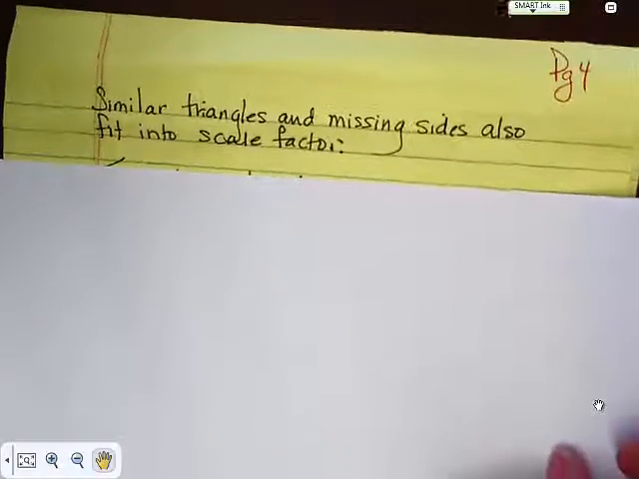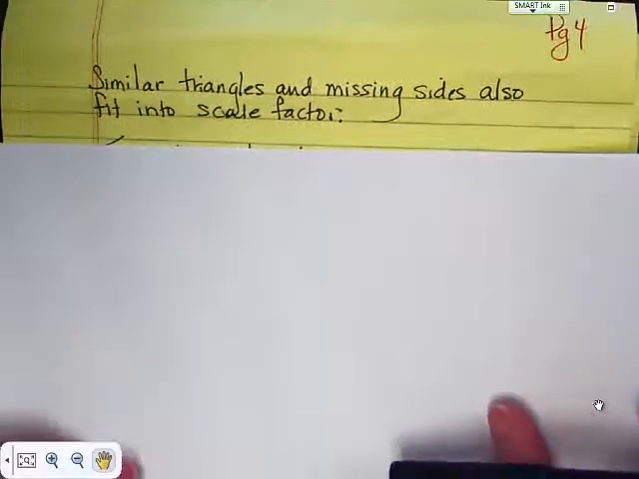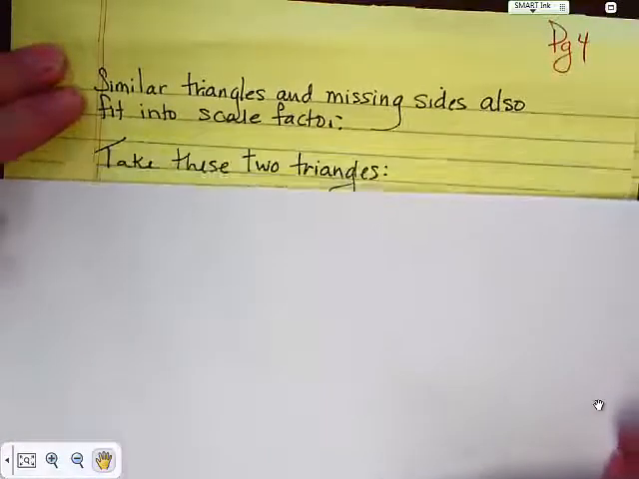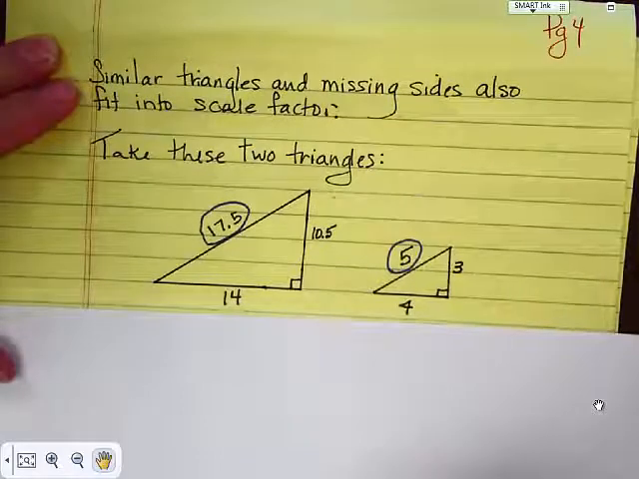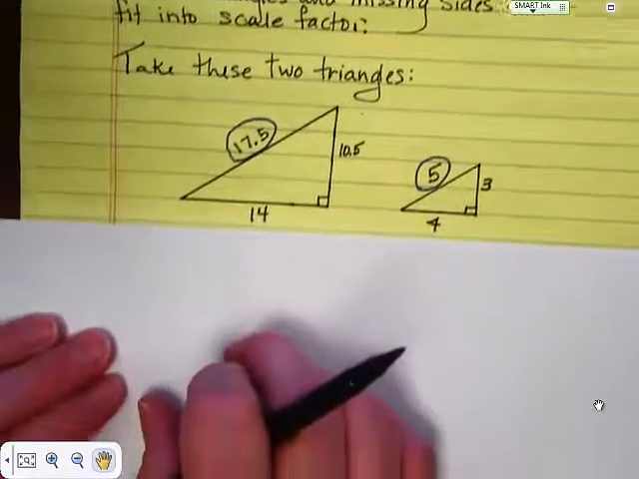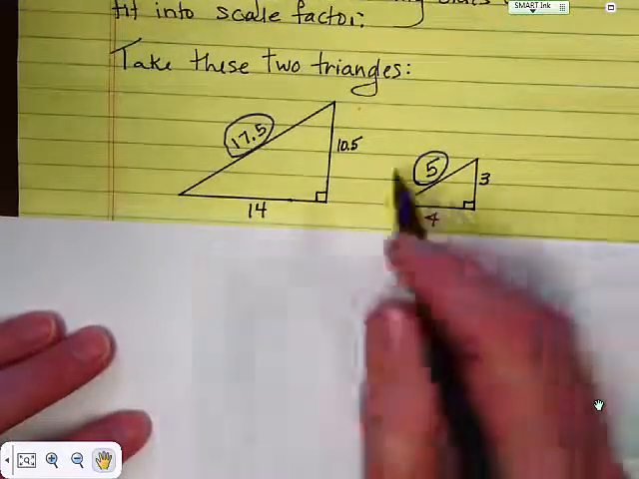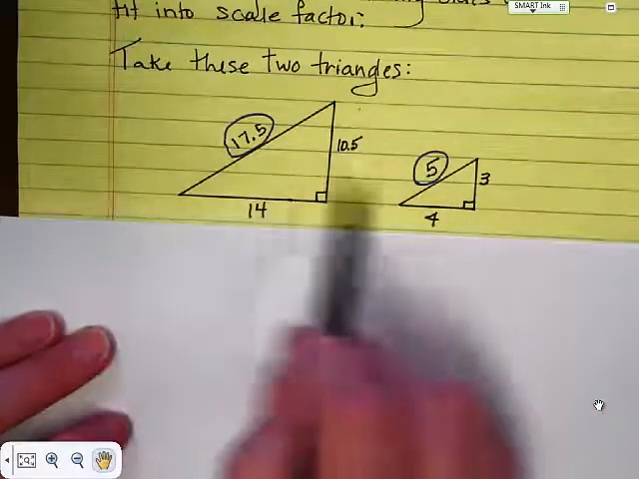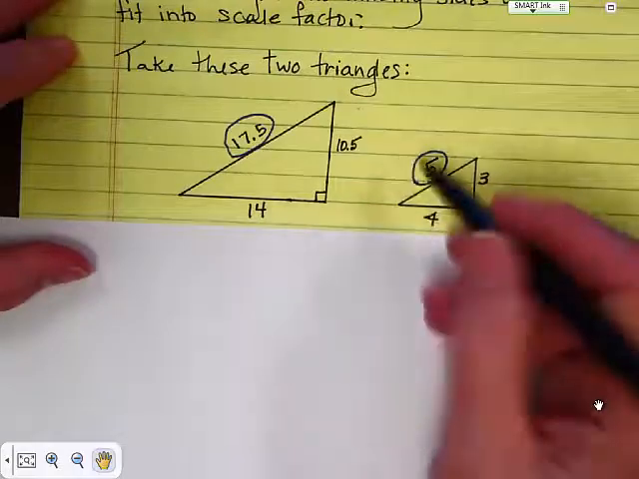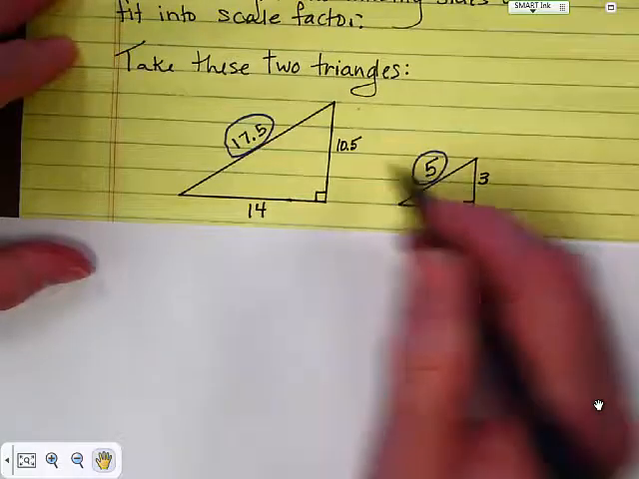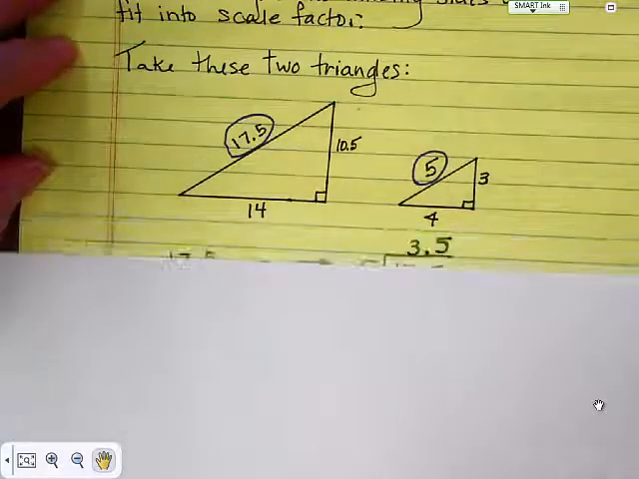Now, similar triangles and missing sides also fit into the scale factor talk. Take these two triangles. They look the same, basically. They both have right angles. And we're going to compare these two and find the scale factor between the two. So I just chose to compare the hypotenuse of both of them. And this is what I did.